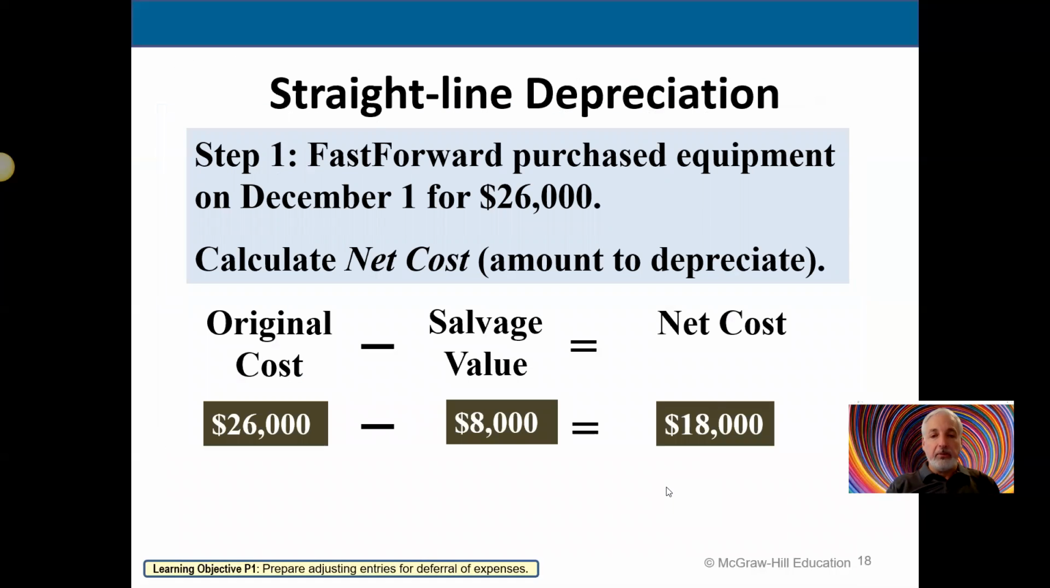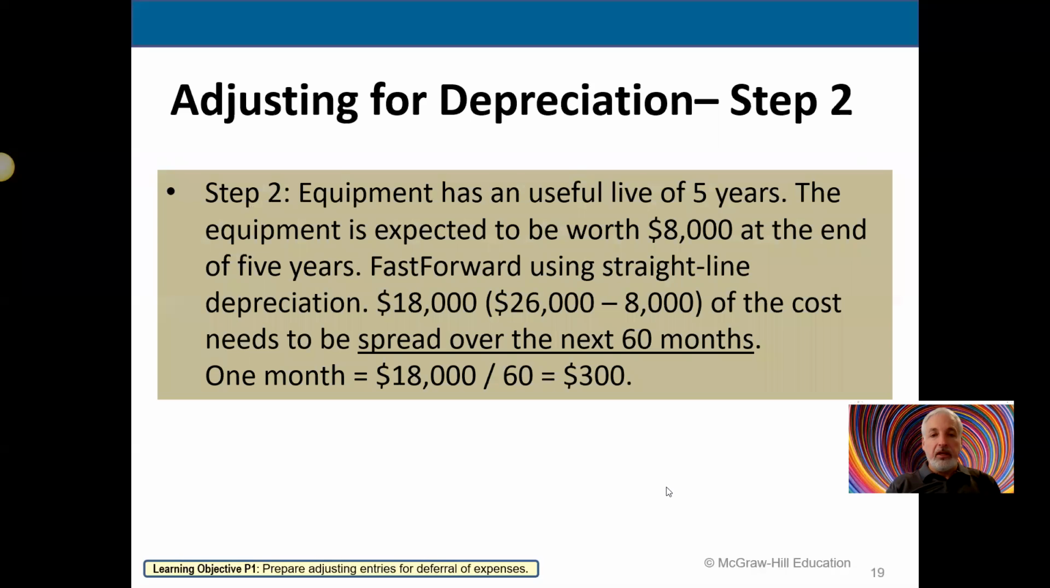So 26,000 minus 8, we get to 18. And then we calculate, well, they're doing it on a monthly basis, so let's do monthly, that's fine. 18,000 divided by 60 months is 300 a month. We've got 3,600 a year. A small business would probably do annual depreciation. Any larger business would do monthly depreciation. We'll do monthly, $300 a month.